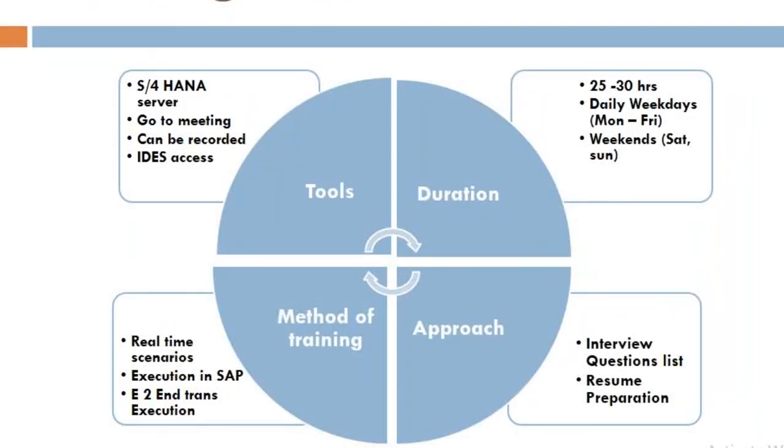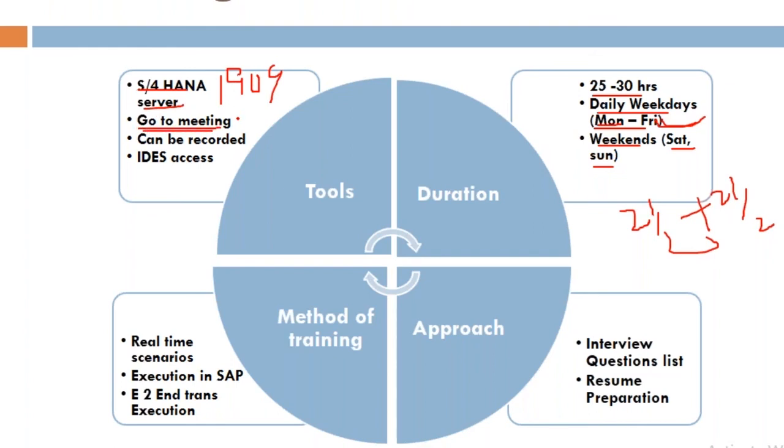So basically, this training will take around 25 to 30 hours. I adopt two types of training. One is weekdays, Monday to Friday, daily 1 hour. Another one is only on weekends, Saturday and Sundays. Saturday 2.5 hours and Sunday 2.5 hours. And the training will happen using S4 HANA server. You will be using the latest S4 HANA 1909 version for training. And the training will happen using GoToMeeting tool, the tool which we are using now.